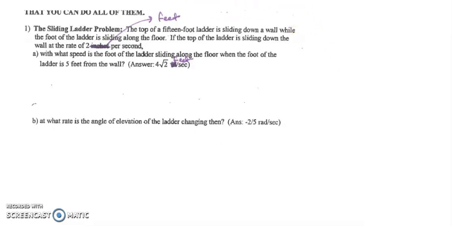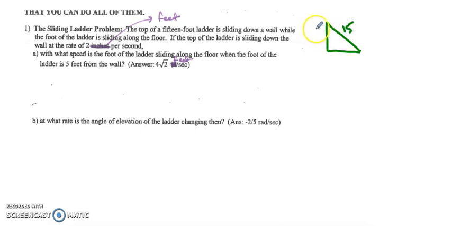All right, here we are, the first problem on the Unit 3 review assignments. We have a series of related rates problems here, and I'm going to draw a picture to start. So we have a wall, we have the ground, and we have a 15-foot ladder.